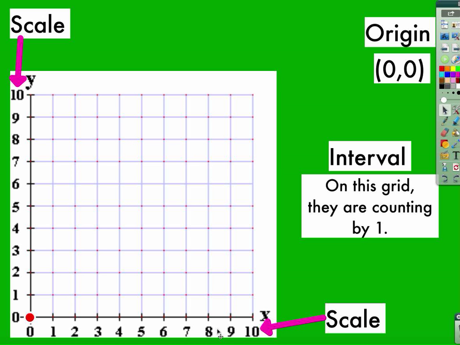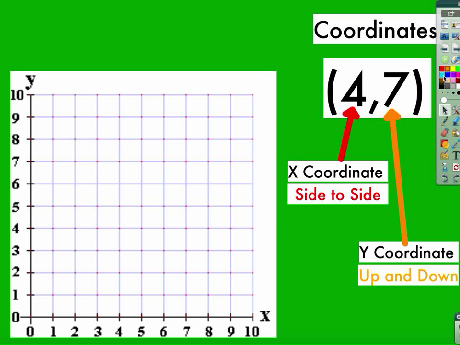Now, the numbers on this number line are known as a scale. And what you're counting by, in this case they're counting by ones, that's called your interval. Sometimes you might see some that count by fives or tens or hundreds, depending on how big the numbers are. And then the crisscross, where they cross at these zeros, that's known as the origin. So that's some vocab for this.